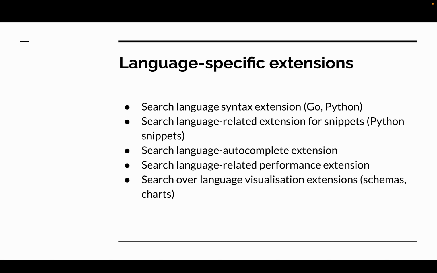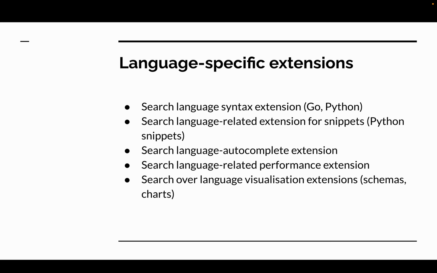And you can search for language autocomplete extensions, and language related performance extensions, which show you how big the corresponding package will be, or how you can optimize code with Golang, with Python, with C++. Maybe you can have some visualization extensions. For example, as I know, for Solidity code you can create visualization diagrams with some extension.